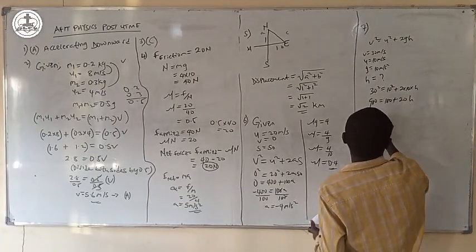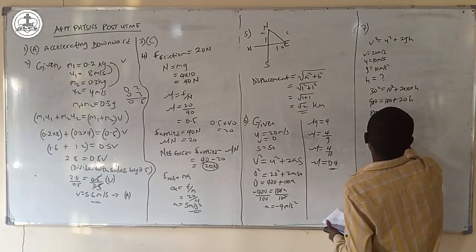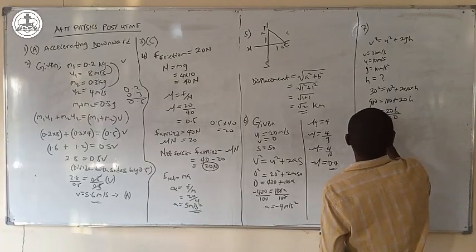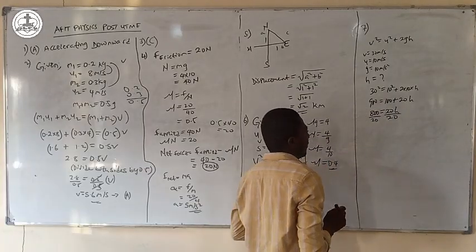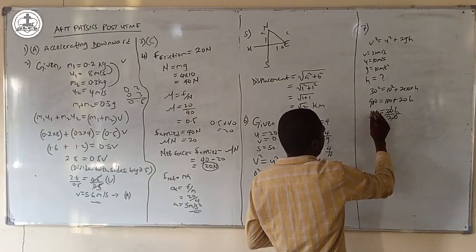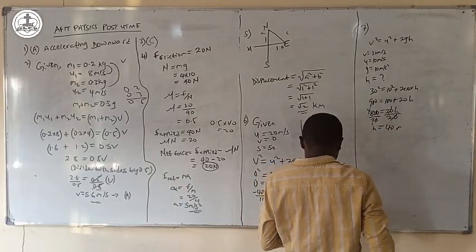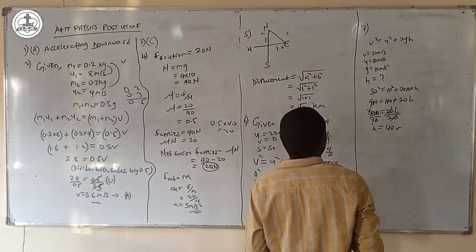So you collect terms. 900 minus 100 will give you 800 is equal to 20h. You divide both sides by 20. This cancels, this cancels. 2 here 1, 2 here 4. So your h is equal to 40 meters. That is your answer.